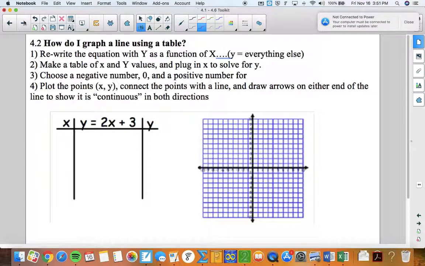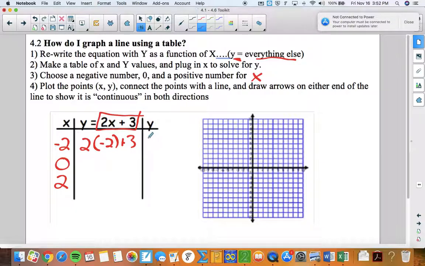Next, frequently asked question, how do I graph a line using a table? Well, make sure that we write the equation with y as a function of x, which means that y equals and then everything else. Y is all by itself. Then you make a table of x and y values and plug x in to solve for y. Now, when you're doing that, I'd recommend that you choose a negative number, a 0, and a positive number for x. So I'm going to go -2, 0, and +2. And again, I substitute those in place of x in this equation to solve for y. So y is going to equal whatever 2 times -2 plus 3 is.